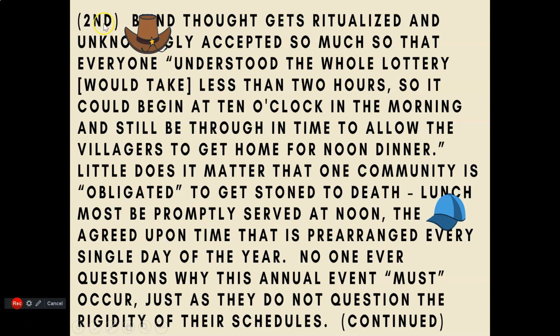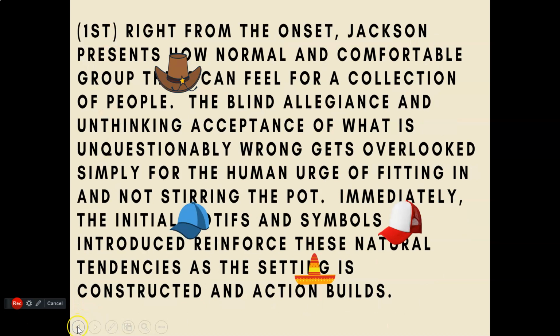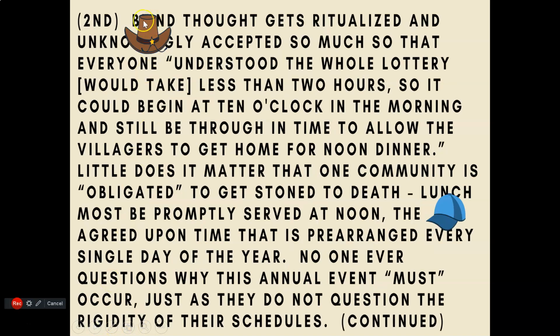Since we talked about groupthink first, our cowboy hat needs to come first in the second premise. So look at this. So 4th sentence begins second premise. Blind thought gets ritualized and unknowingly accepted, so much so that everyone understood the whole lottery would take less than 2 hours, so it could begin at 10 o'clock in the morning and still be through in time to allow the villagers to get home for noon dinner. So this quote remembers its hat, right?